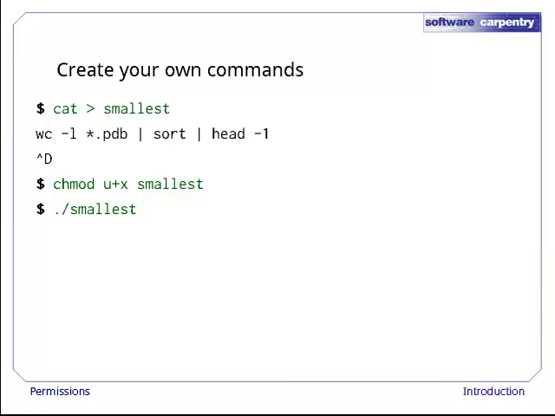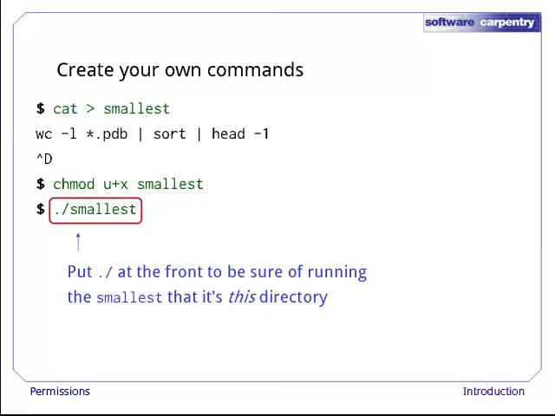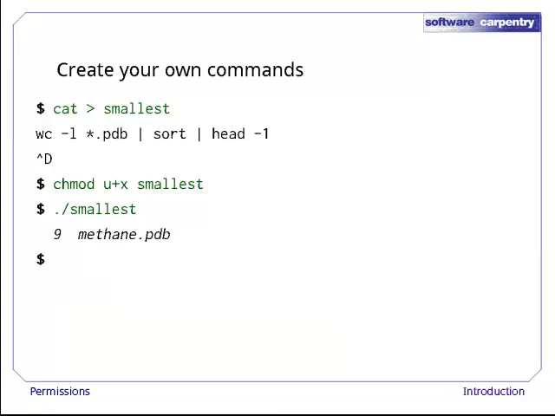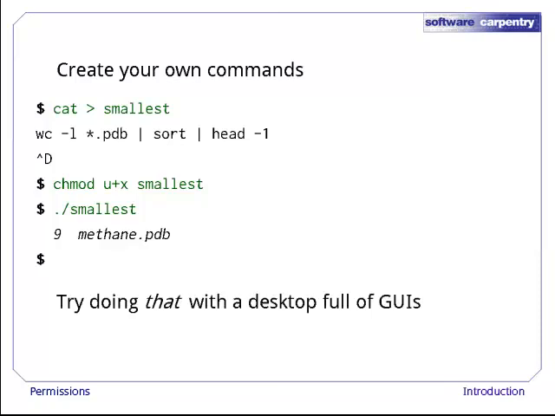And now let's run smallest by typing in its name just as we would type in the name of any other program. To be sure we're getting exactly the file we just created, we type ./smallest to tell the shell that we want the smallest that's in the current working directory. This guarantees that even if there's another program called smallest somewhere else on the computer, the shell will run ours. Sure enough, if we're in the directory containing our PDB files, our little program's output is exactly what we'd get if we ran that pipeline ourselves. Try doing that with a bunch of GUIs on your desktop.